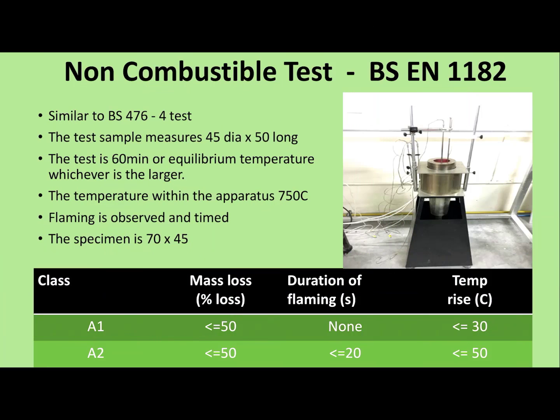The next test is the non-combustibility test, and this is, like I said right at the beginning, an A1, A2 test. It's very similar to the old BS476 Part 4 test, which makes me happy because I was a BS476 type of guy. Anyway, the sample of the product is prepared 45 millimeters in diameter, and it's 50 millimeters long.